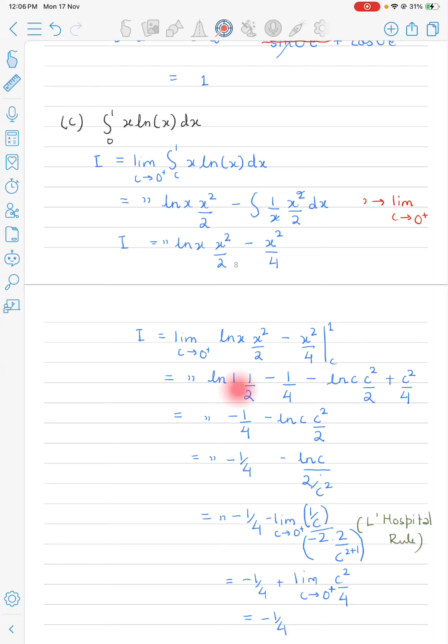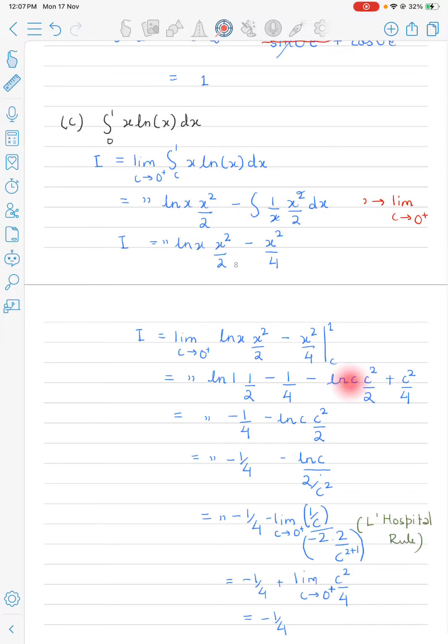This one is 0. And if you take c tends to 0, this one will be 0. So only this part remains. So what do I do now?